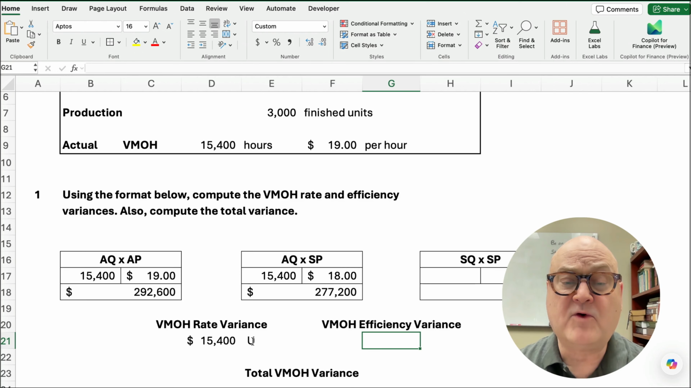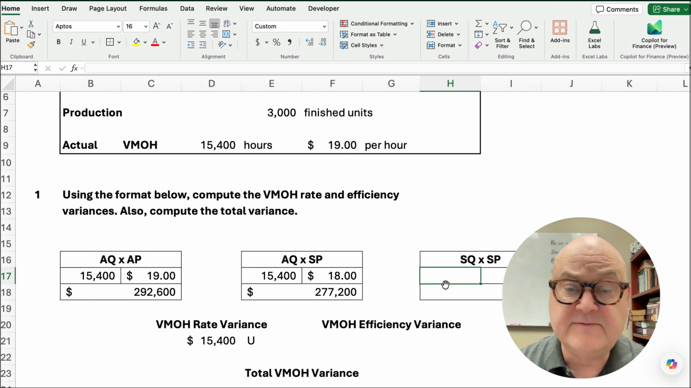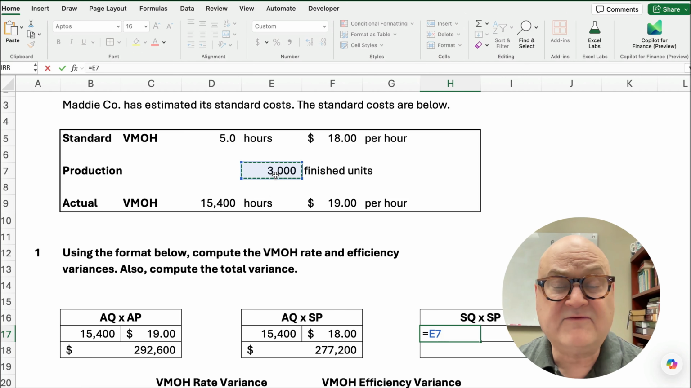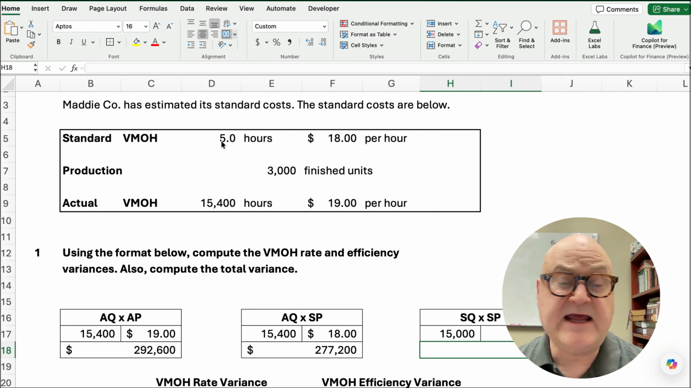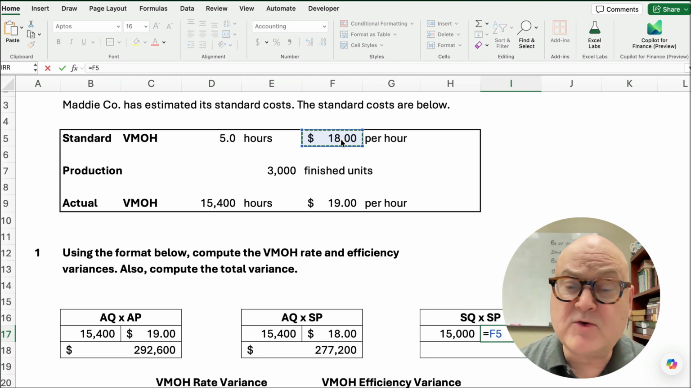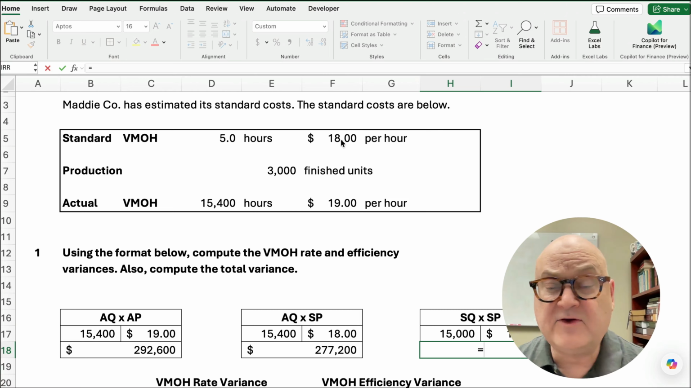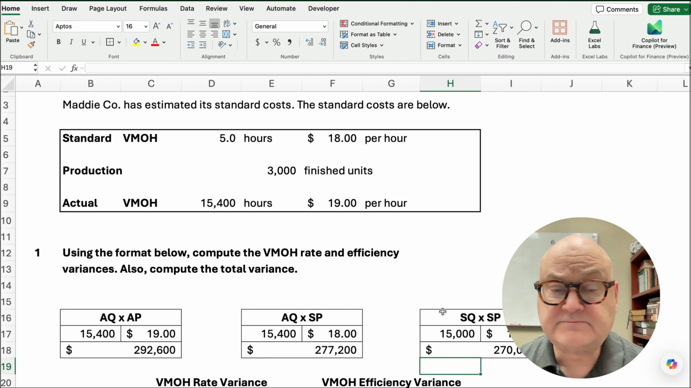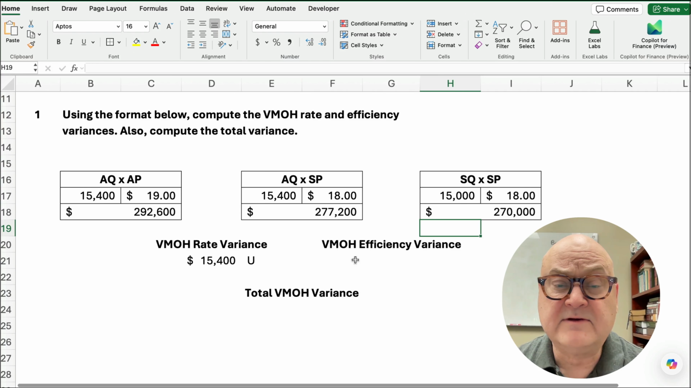We'll do the same thing for the efficiency variance. We need to know the standard quantity. Now, we have to do a little math here, a little calculation. It's going to take 3,000 finished units times 5 hours per unit. So our standard to make 3,000 units is 15,000 hours. We did it in 15,400. And we thought we would spend $18 per hour. So the standard quantity at standard price is going to be 15,000 times $18. And that's 270,000.